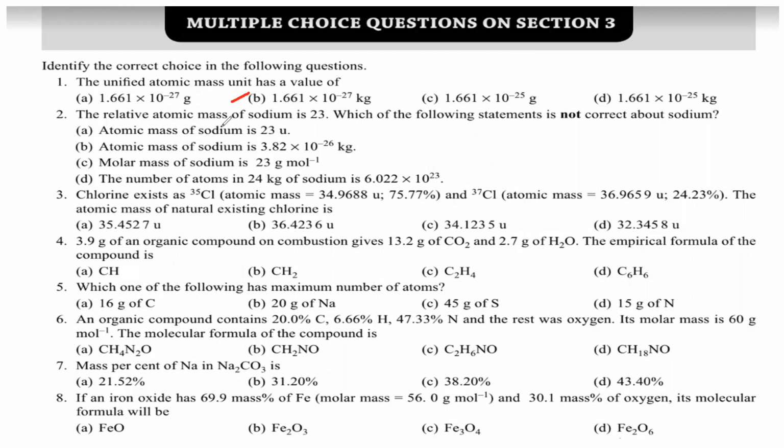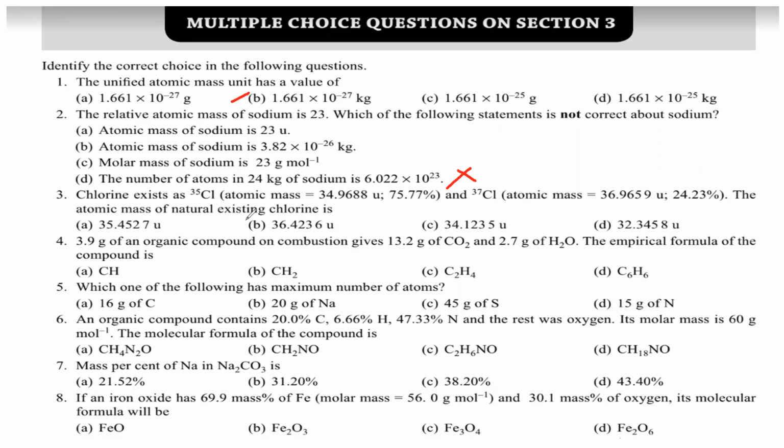The relative atomic mass of sodium is 23. Which of the following statements is not correct about sodium? The atomic mass of sodium is 23 u. The atomic mass of sodium is 3.82 into 10 to the power of minus 26 kg. The molar mass of sodium is 23 grams per mole. And the number of atoms in 24 kg of sodium is 6.022 into 10 to the power of 23. So the fourth option is wrong. In 24 kg of sodium, it is not equal to 6.022 into 10 to the power of 23, because 24 kg is not the molar mass of sodium. 23 grams per mole is the molar mass of sodium. So the fourth option is wrong.